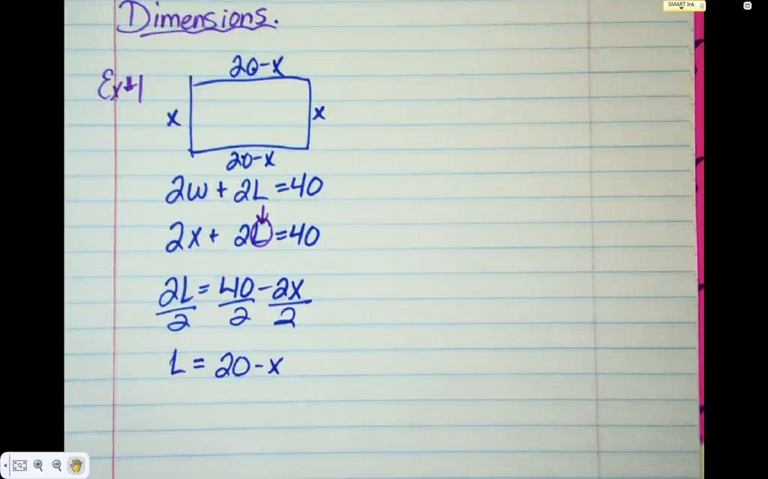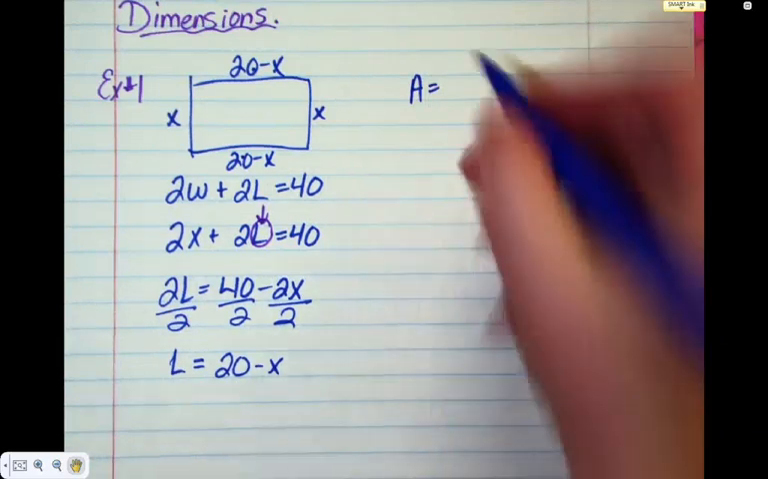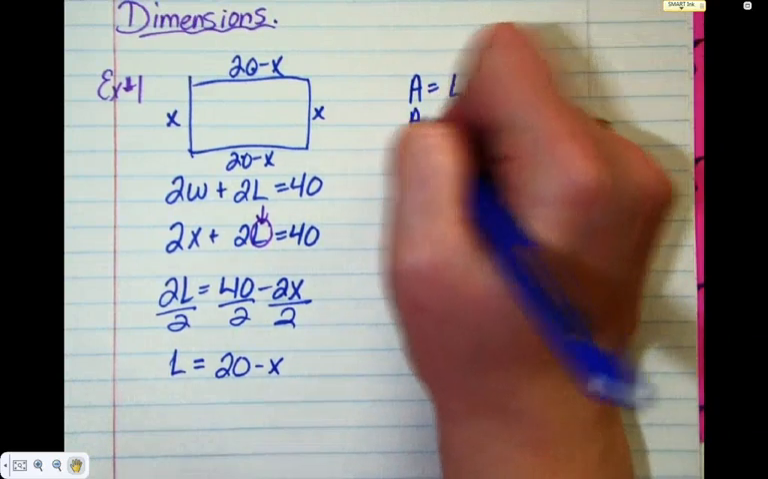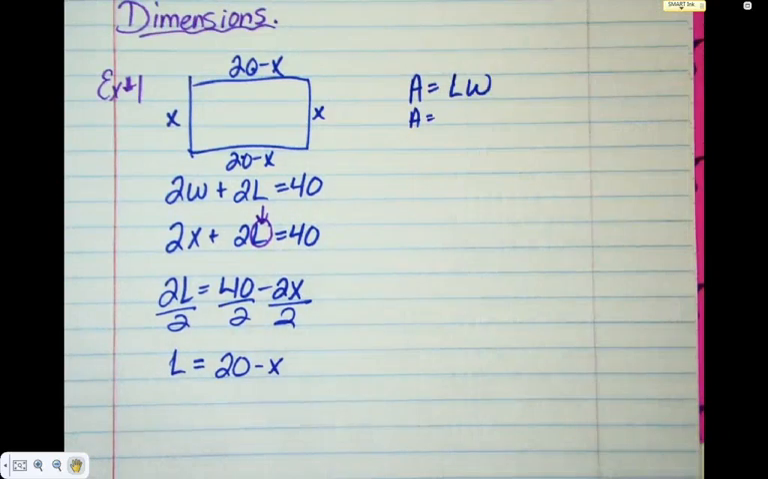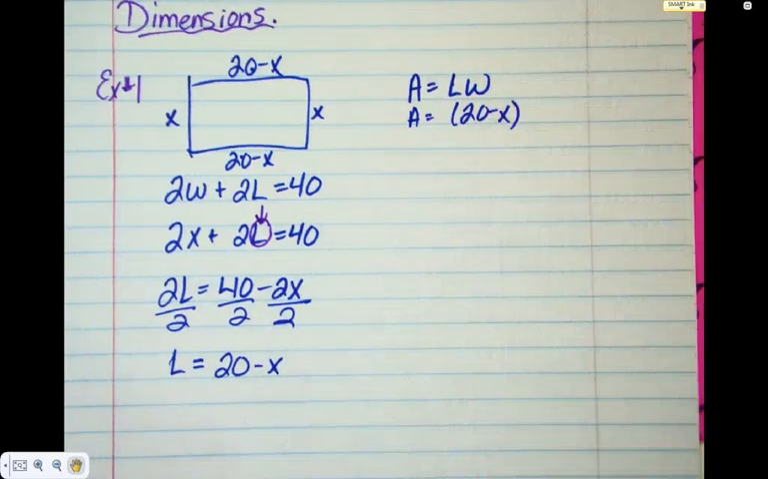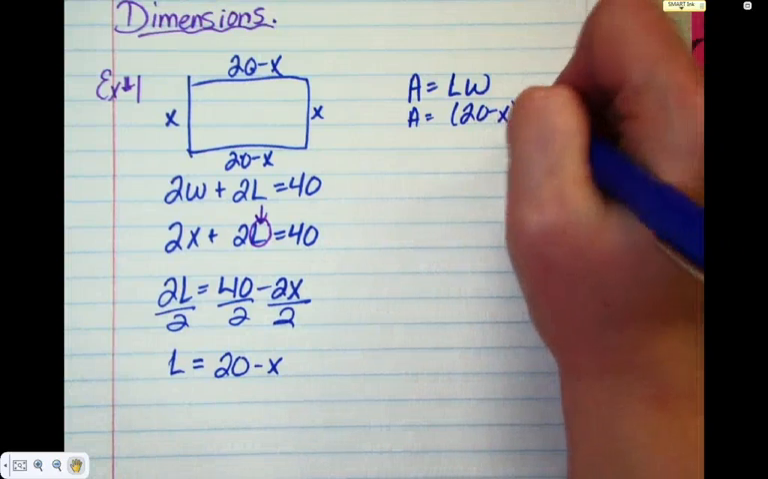Okay. What I'm looking to do is maximize the area. So I need an expression for an area. So I'm just going back to grade 7. Area of a rectangle is length times width. And all I'm going to do is stick in the expressions that we have. What have we called the length? 20 minus x. What have we called the width? X.